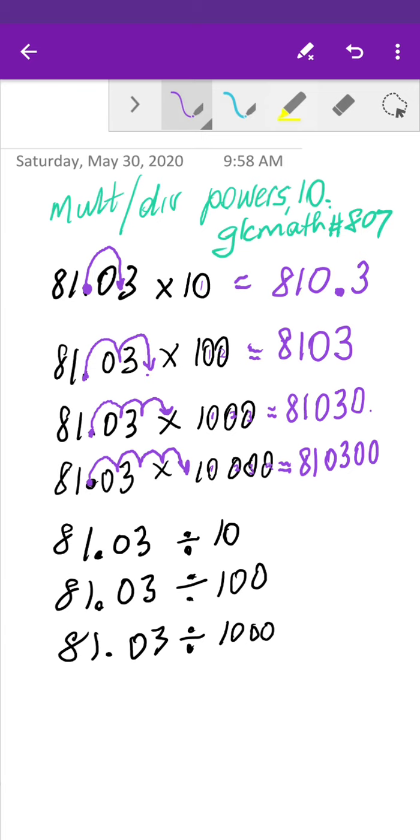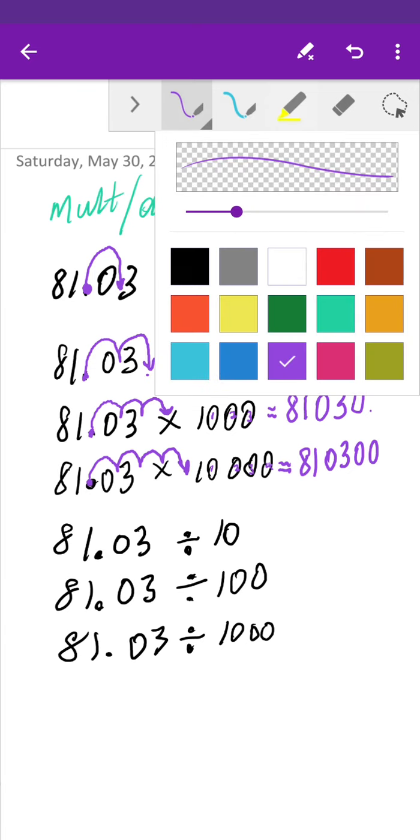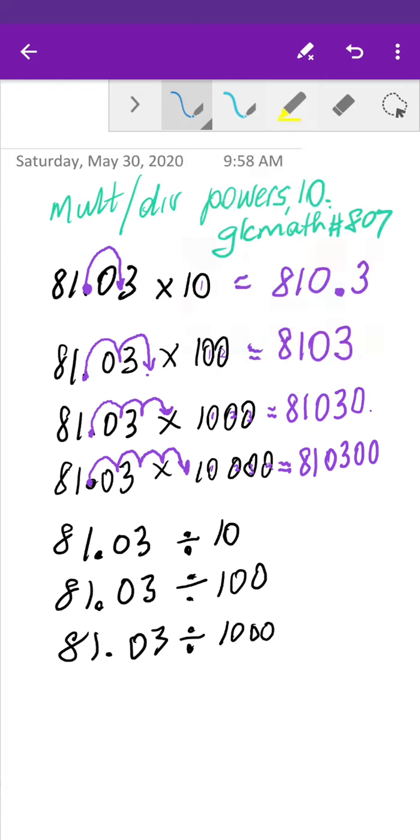Alright, so that's multiplying by 10. Now to divide by 10, because again it's the base 10 system, the decimal is going to go in the other direction. So we're going to divide by 10, and 10 is 10 to the power of 1, 1 zero. 80 divided by 10 is 8. 81 divided by 10 is 8.1. The decimal jumps over the 1. 81.03 divided by 10, the decimal will jump over the 1, stop there between the 8 and the 1, and the 03 is part of the answer. So the answer is 8.103. Notice the decimal jumps to the left when you divide.